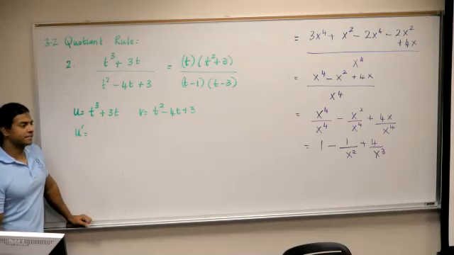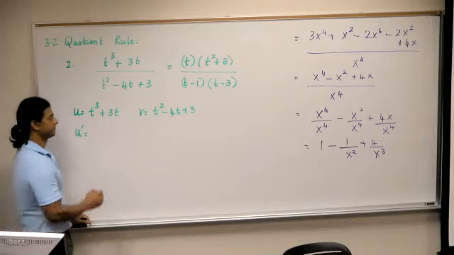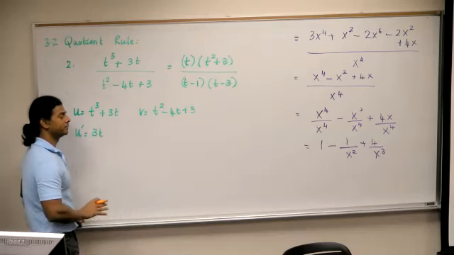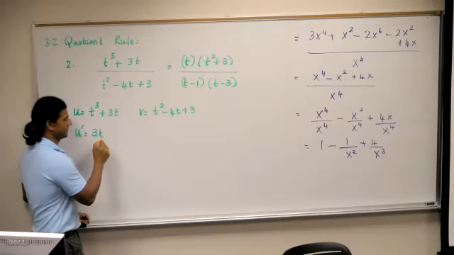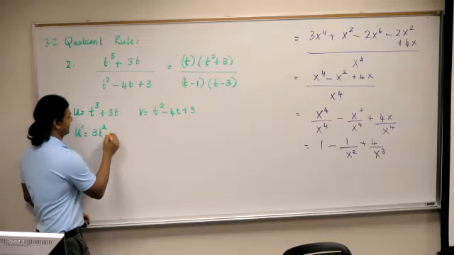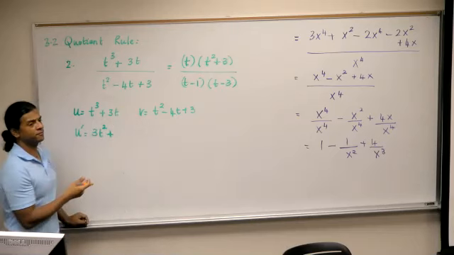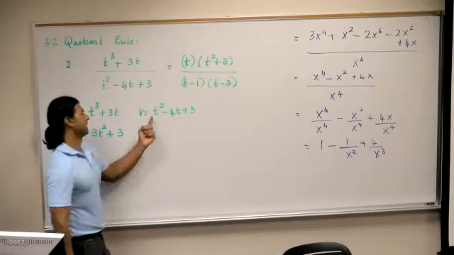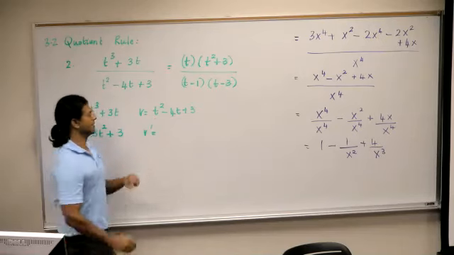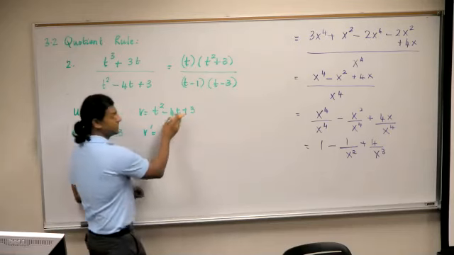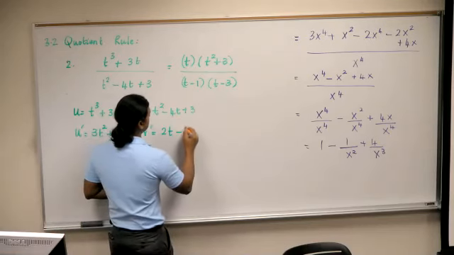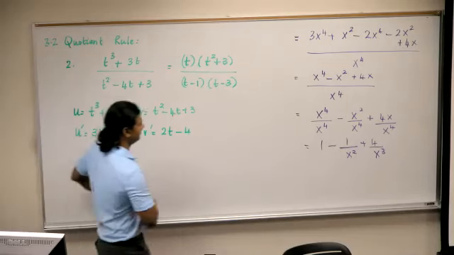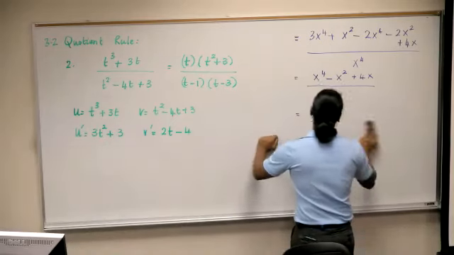What is the derivative of t cubed? 3t squared. Derivative of just t cubed. Oh, sorry. 3t squared, yeah. And then the derivative of 3t is 3. V prime, derivative of t squared is 2t. Derivative of 4t is just 4, and then there is negative 2t.